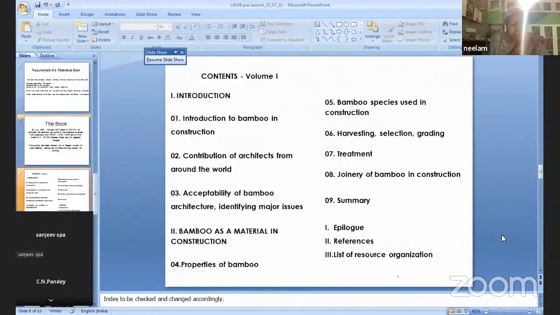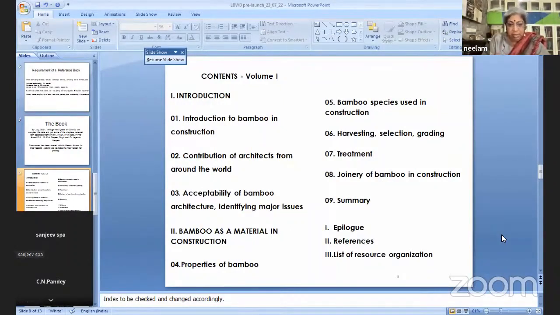And these are the contents. I just wanted to very briefly touch upon the content, since we are talking about the book, how we have tried to do it. And this was, I think, Dr. Sanjeev and architect Professor Anand DK will speak about it later. But I will just run through.